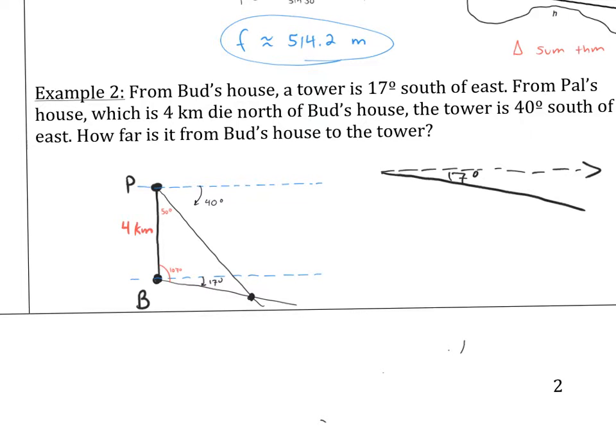All right, from Pal's house, which is 4 kilometers due north, so there's my straight up due north, the tower is 40 degrees south of east. Because of that, this is 40, complement is 50 inside there. So how far is it from Bud's house to the tower? We're trying to find Bud's to the tower.